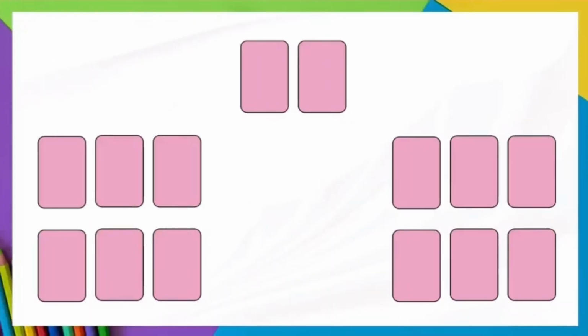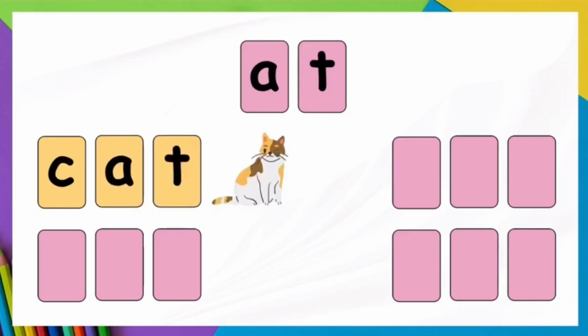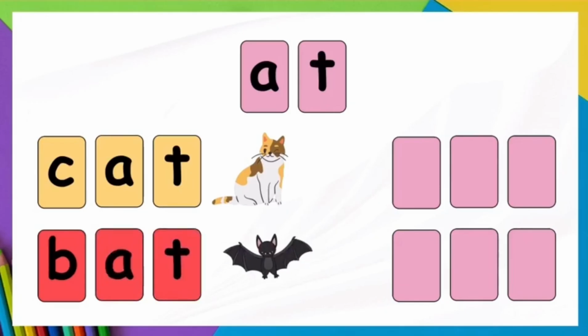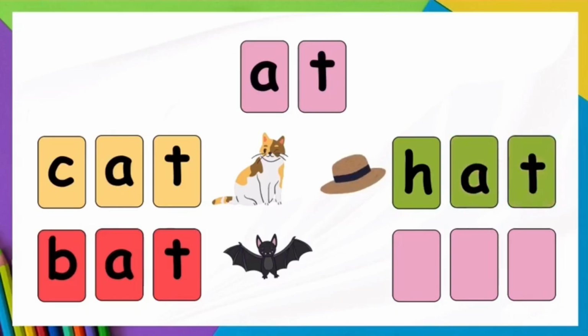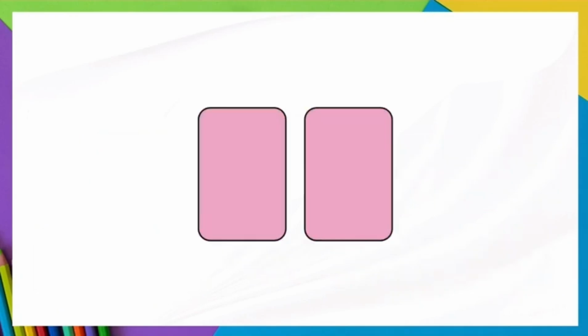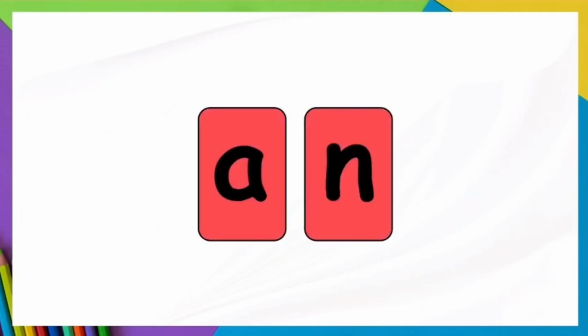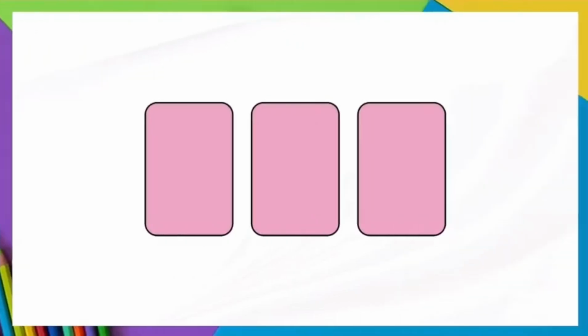Let's read them again. At, k, at, cat, b, at, bat, h, at, hat, r, at, rat, a, n, an. You're learning to blend the words together.